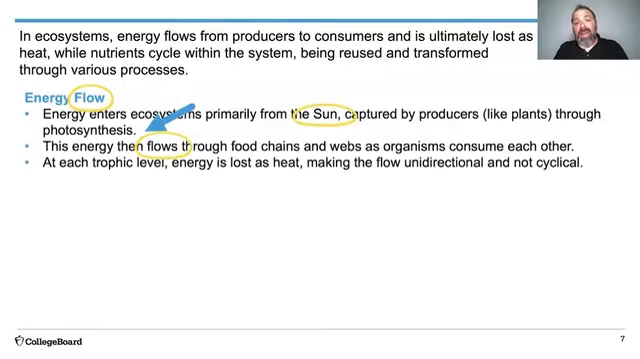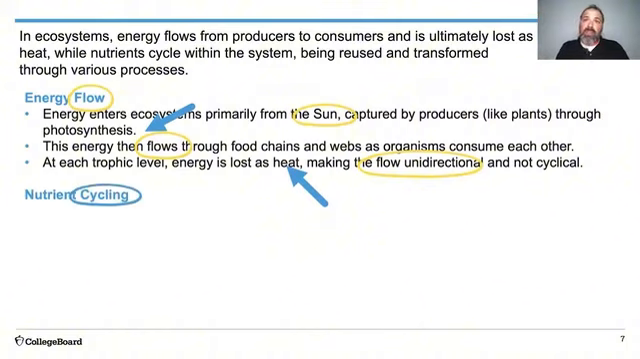At each trophic level, energy is lost as heat, making the flow unidirectional and not cyclical. And so it's not flowing in one single direction, but unidirectional, because that heat is being given off, lost at each of these levels. Whereas nutrients cycle. There's a difference. So cycling, right, there's a start, it's like a circle.